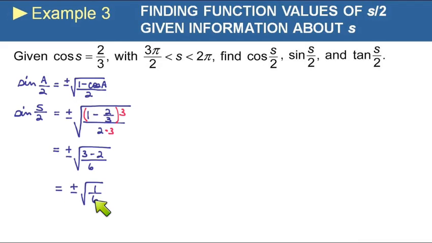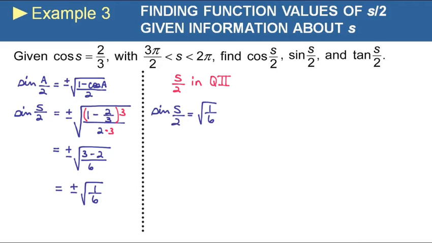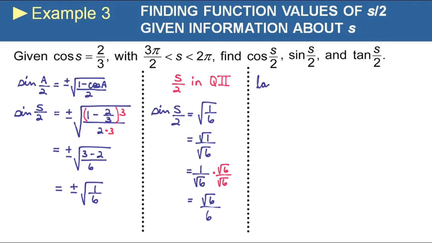But again, we have to decide on the sign. We've already figured out that s over 2 is in quadrant 2, and sine values in quadrant 2 are positive. So now I'm going to drop the plus or minus because I've decided that it should be plus. And we'll split up the 1 over 6 so that top and bottom each have their own radical. We'll rationalize that fraction, and we'll come up with square root of 6 over 6. And so that is the sine of s over 2. And now let's do the tangent.